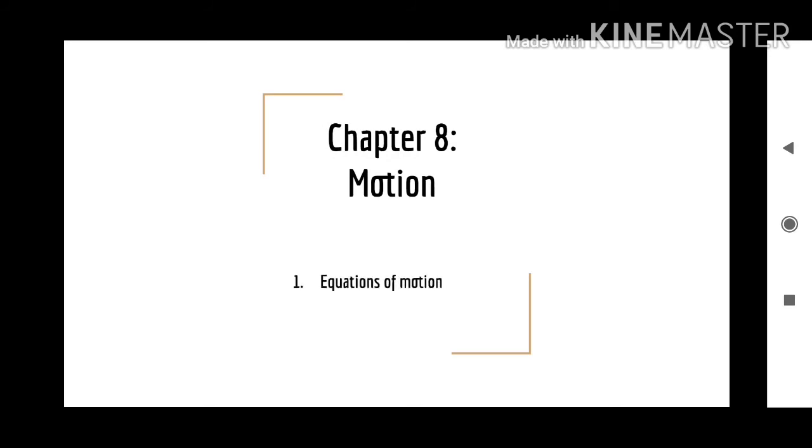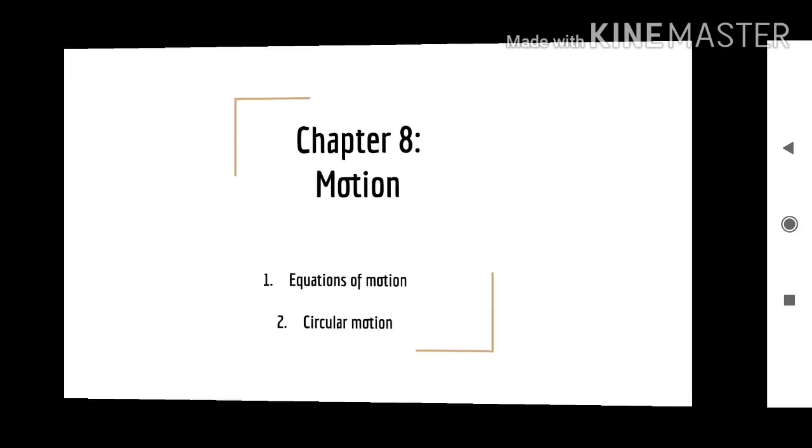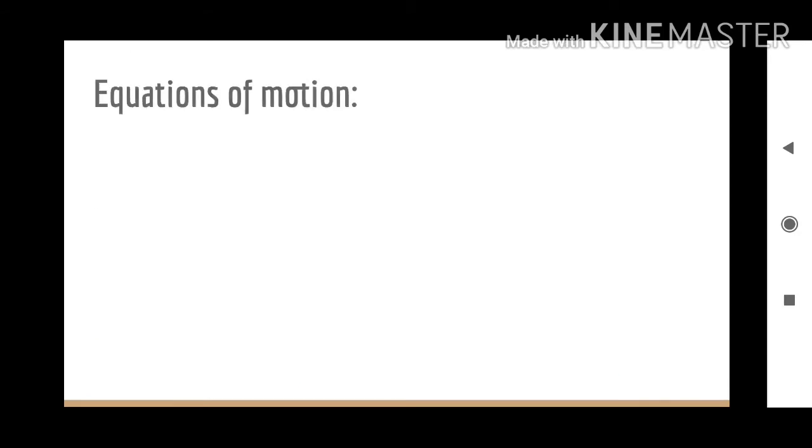Today in the chapter motion we will be learning about the last two concepts. The first concept is equations of motion. Since you have learned this concept in your previous year, this part has been skipped from your syllabus. So in this class we will not be deriving the equations, but we will just be going through them, looking at each of them. And the second concept which we will be looking at is circular motion. So first, equations of motion.